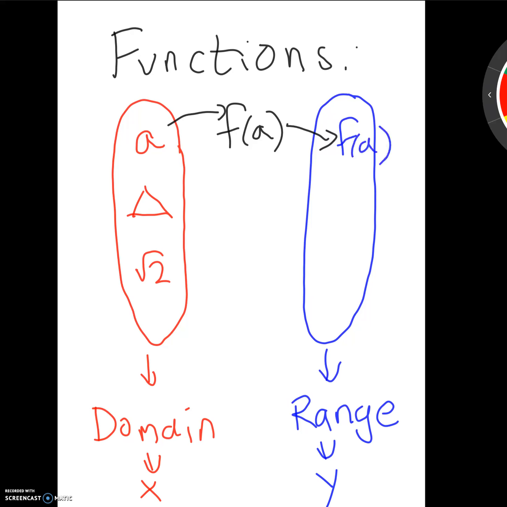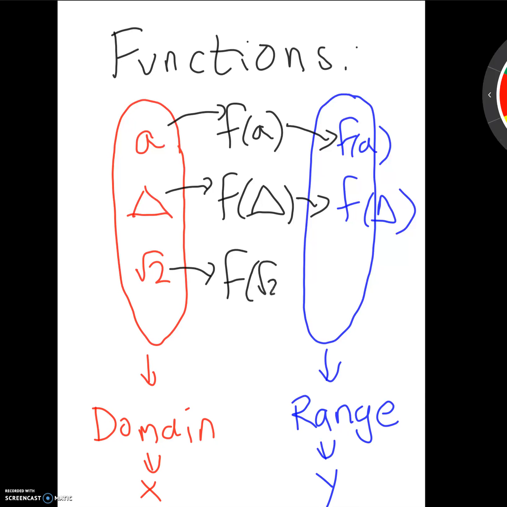So we put an a into the function as a domain. What comes out of the function is f of a. When we put a triangle into the function, our function is going to do something to it. Again, we're going to say our function is going to f the triangle, and then out of the function is going to come an f of triangle. Similarly, if we feed a square root of 2 into the function, the function is going to do something to the square root of 2. We're going to talk about what later. And then out of the function, we're going to have f of the square root of 2.